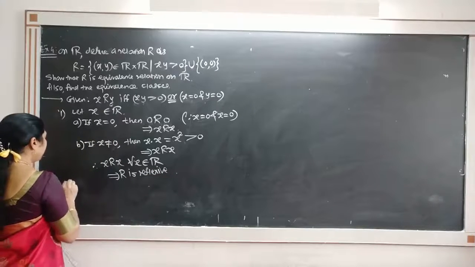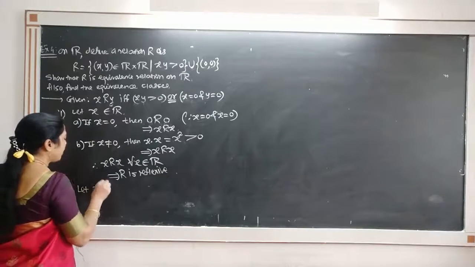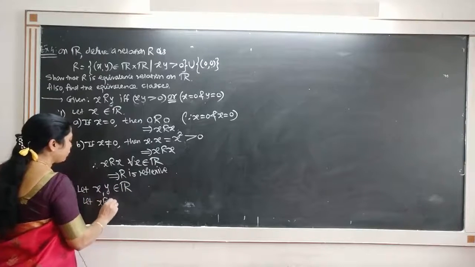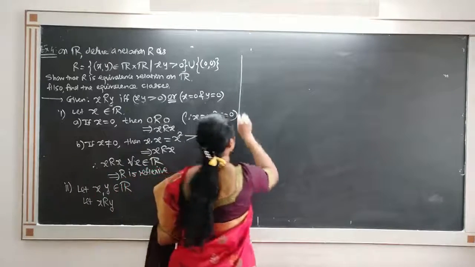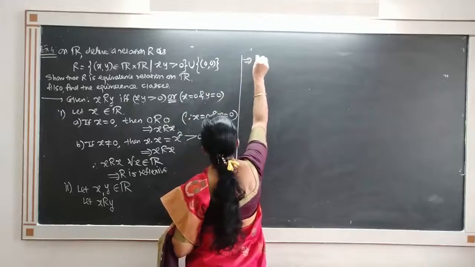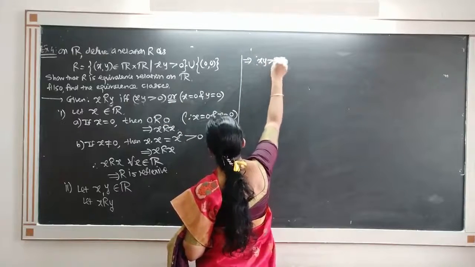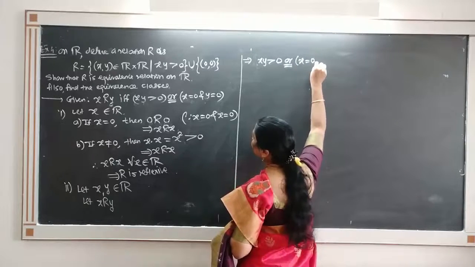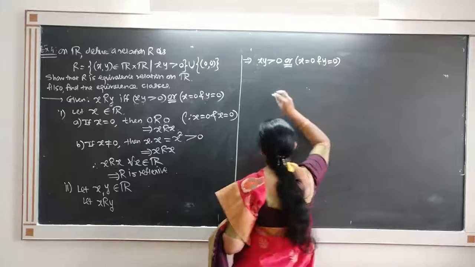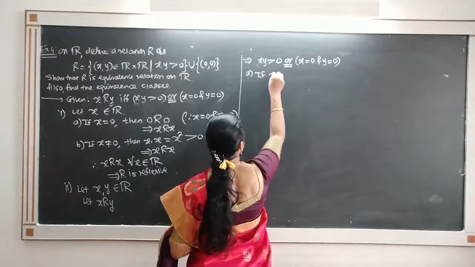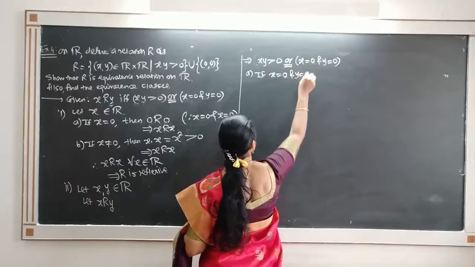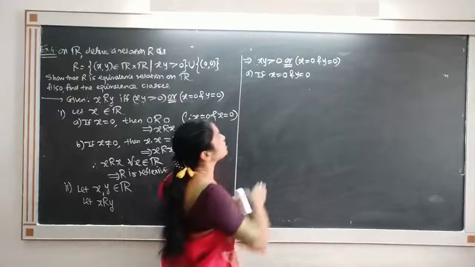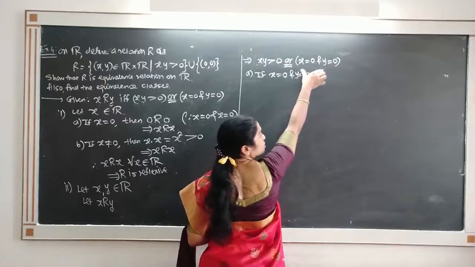Second one, check whether it is symmetric. Let us start with two elements x and y in real numbers and assume that x is related with y. What is the meaning of x is related with y? X is related to y implies that either the product xy is greater than 0 or the second condition is satisfied, that is x is equal to 0 and y is equal to 0. The first case, if x is equal to 0 and y is equal to 0. Now this is given to us. We have given that x is related with y, meaning either this condition is satisfied or this condition is satisfied.